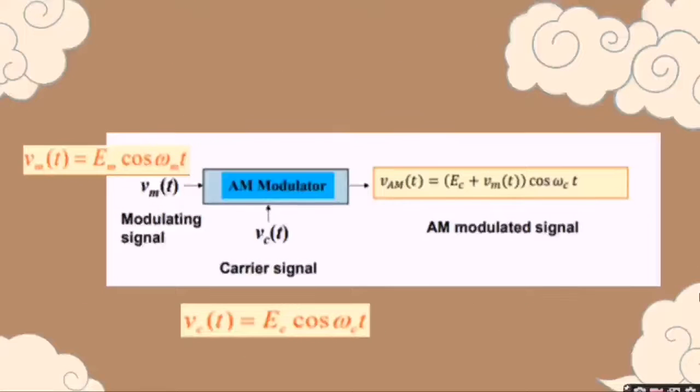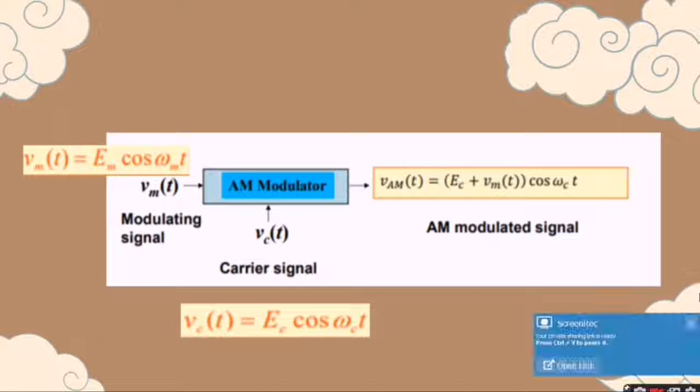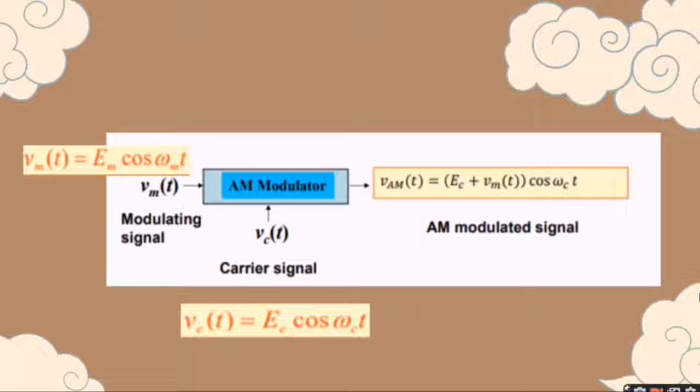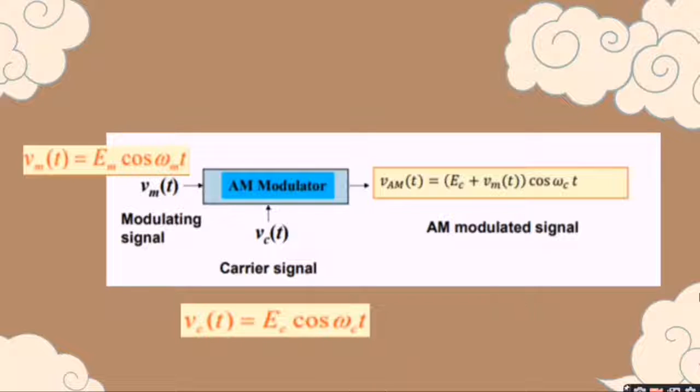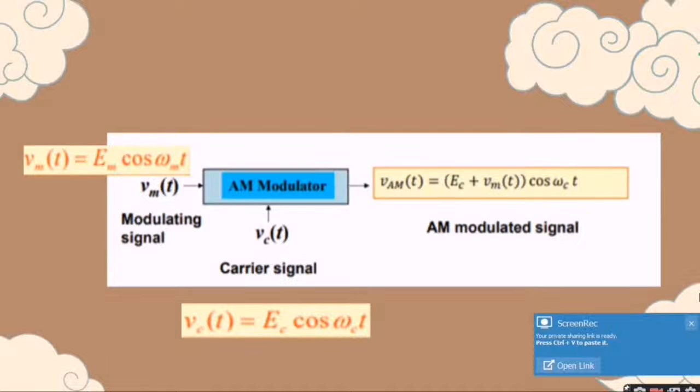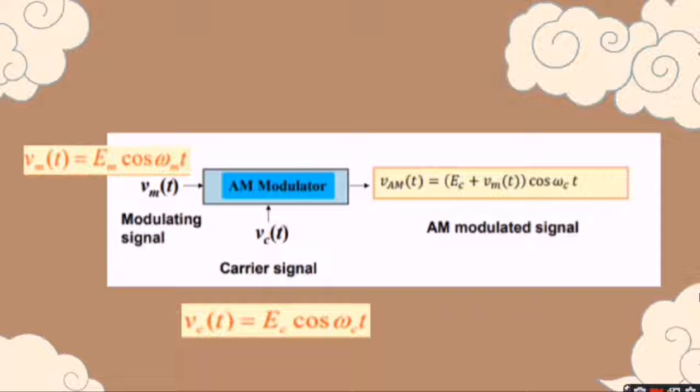Okay, this is the block diagram for amplitude modulation. First, AM modulated signal. Modulating signal VMT with equation EM cos omega MT will pass through the modulator, and the carrier signal VCT with the equation EC cos WCT will change its amplitude to generate the specific modulated AM signal VAMT.